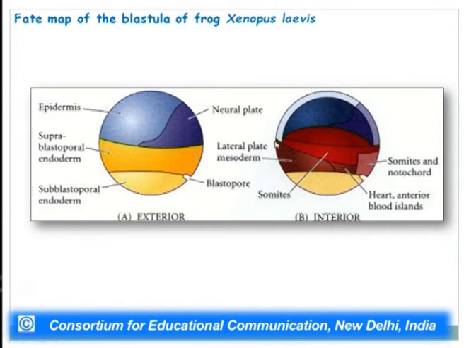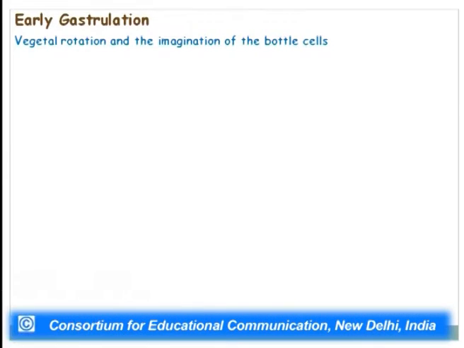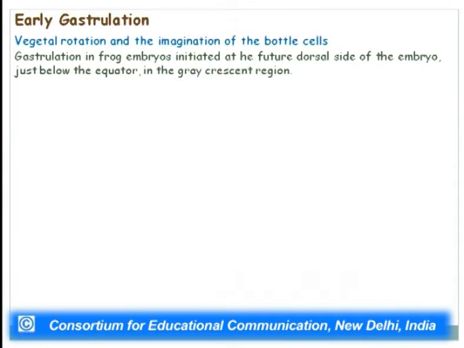So, mesoderm usually develops from the deeper layers of the blastula, and the superficial layers in the animal hemisphere give rise to the ectoderm, and the vegetal hemisphere gives rise to the endoderm. So, let us follow the gastrulation, how it occurs. Looking at the early gastrulation, we will follow up the vegetal rotation and the invagination of the bottle cells.